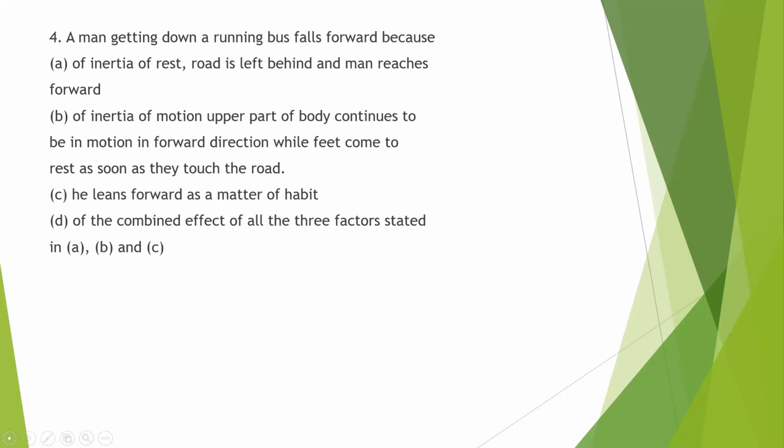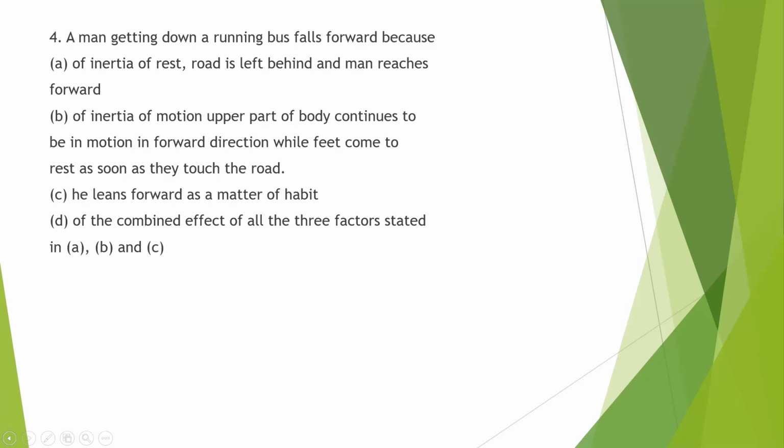Our next question. A man getting down from a running bus falls forward because... So this is also again the inertia concept. If you remember the example for inertia of rest and inertia of motion, based on that, you can explain. Same concept. Option A: inertia of rest, the road is left behind and the man reaches forward.